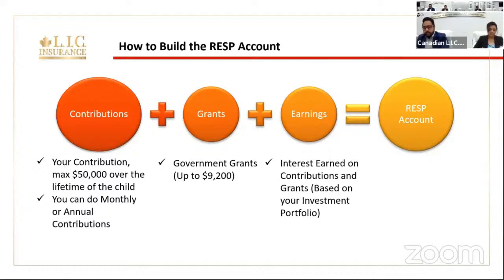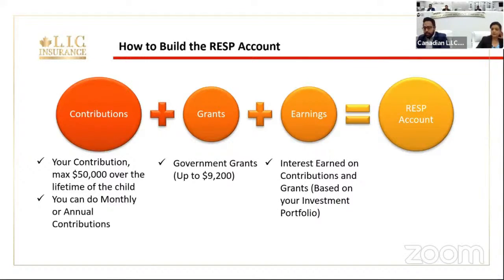You as a parent start contributing in the plan. It's your principal which you invest in the plan. As a parent, the maximum that you can contribute for your child is $50,000. And that's your principal. The overall money could be 80,000, 90,000 with grants and interest. But your investment should not go over 50,000.